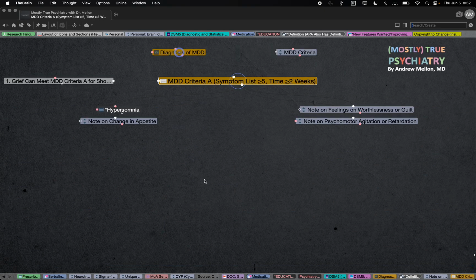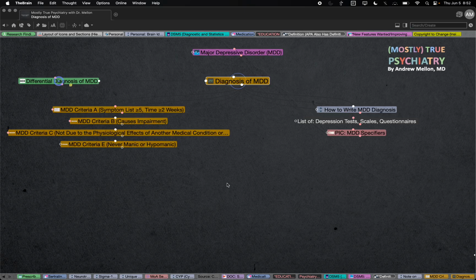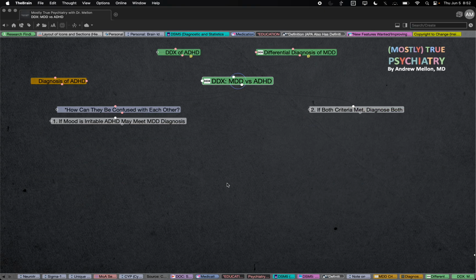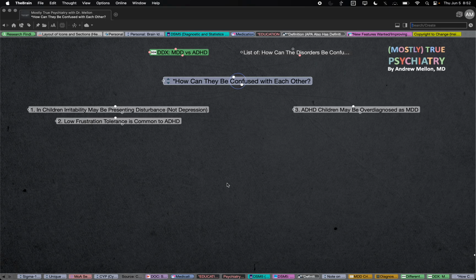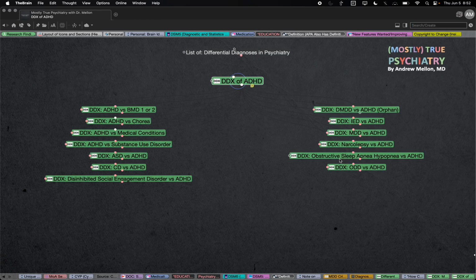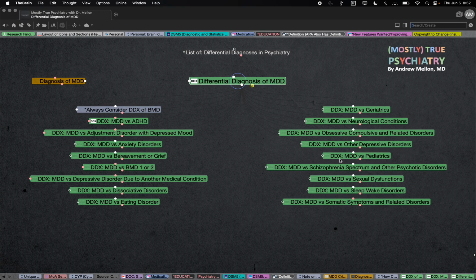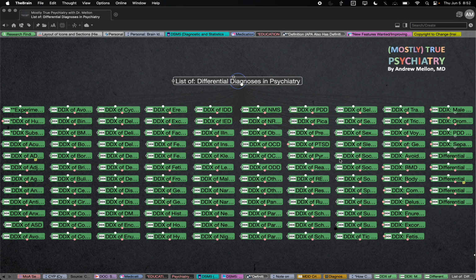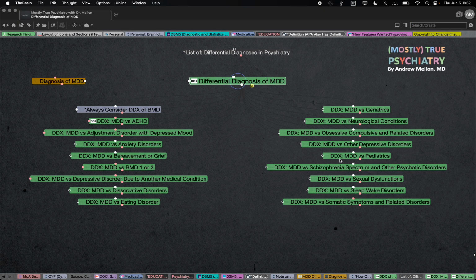And then maybe with the resident, they're getting a little confused. The patient's a little bit younger, and they're not sure if it's ADHD or depression. So there's always the question of how these are commonly confused with each other. We talk about children with irritability and frustration tolerance difficulties, versus ADHD with impulsivity and hyperactivity, which could be a confusion point. But also knowing that if both criteria are met, you should diagnose both. It's fine. I have differentials like this running for basically all the types of diagnoses in the DSM. Here's the one for depression, and here's for all the diagnoses in the DSM.